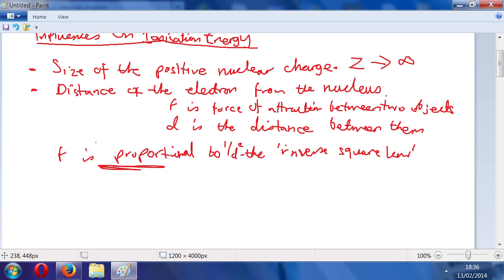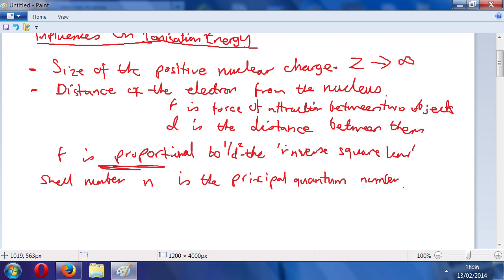So yeah, and remember the shell number n is the principal quantum number. Principal, of course, not with the le at the end. Principal, it's like number one, the main quantum number. So I suppose that does signify there might be other quantum numbers, but it's a principal one. Shell number n, principal, and the ionization energies are lower for electrons.